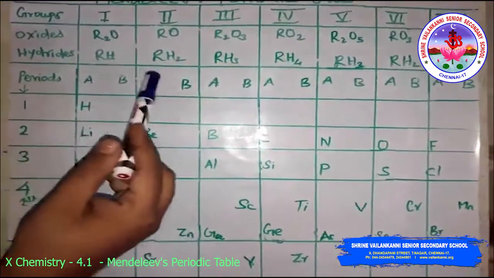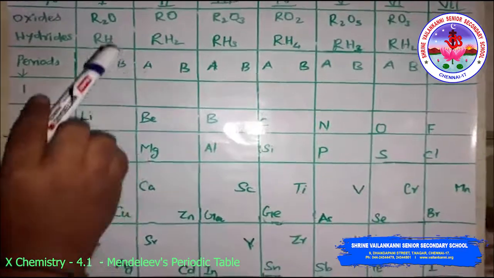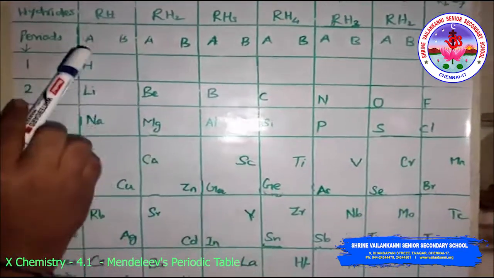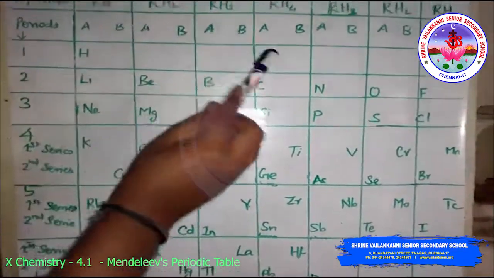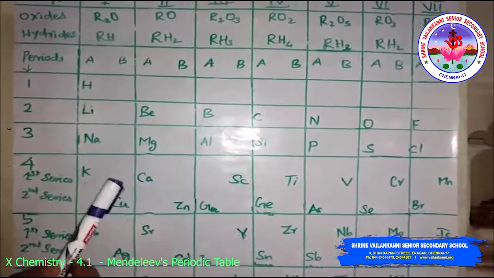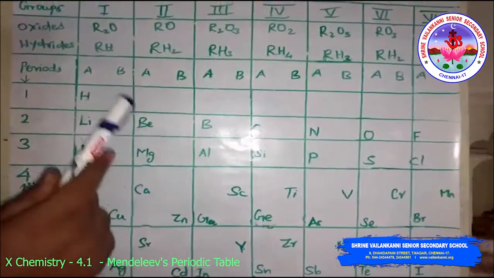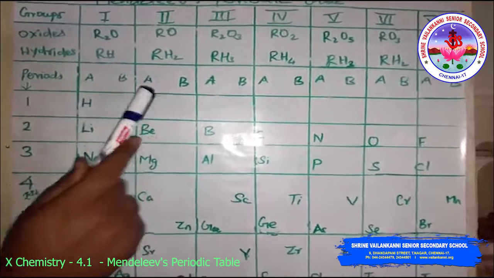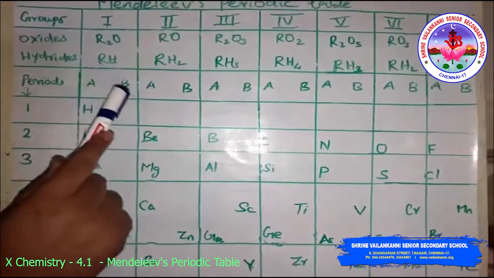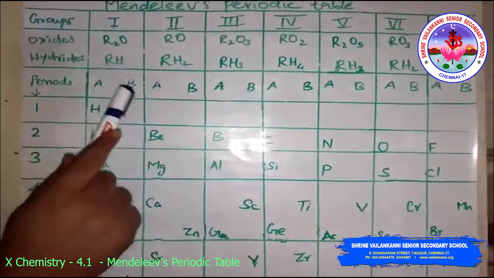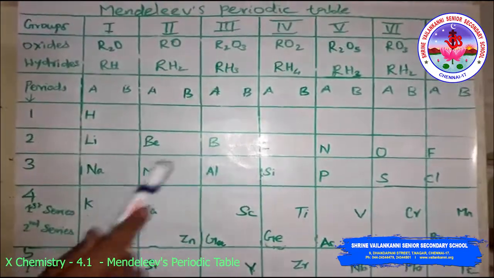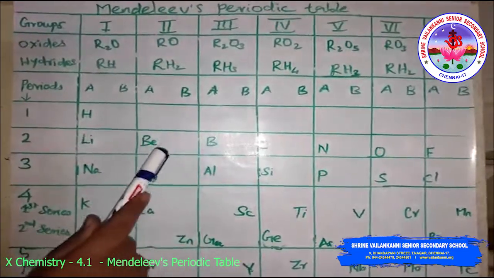It was also observed that there occurs a periodic recurrence of elements with similar physical and chemical properties. On this basis Mendeleev formulated the periodic law, which states that the properties of the elements are a periodic function of their atomic masses. So this is Mendeleev's periodic law.